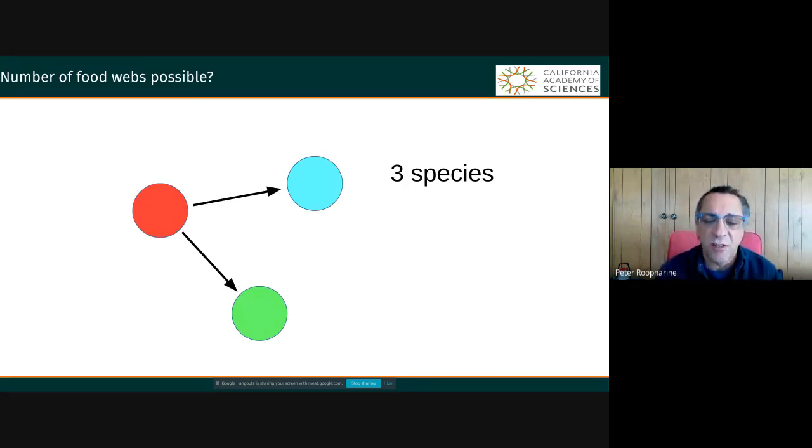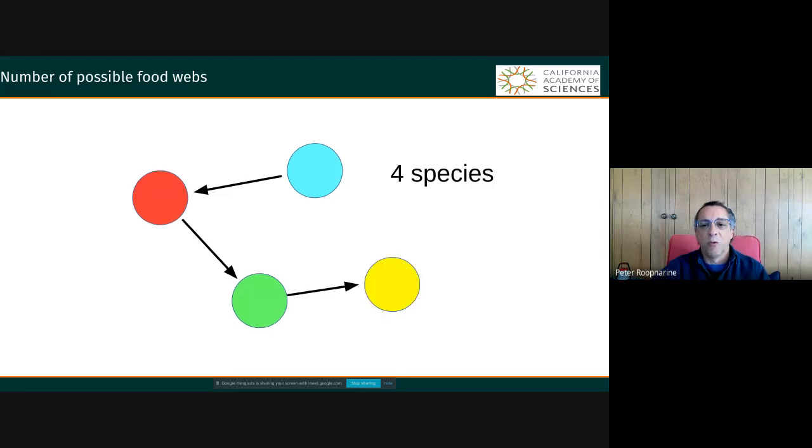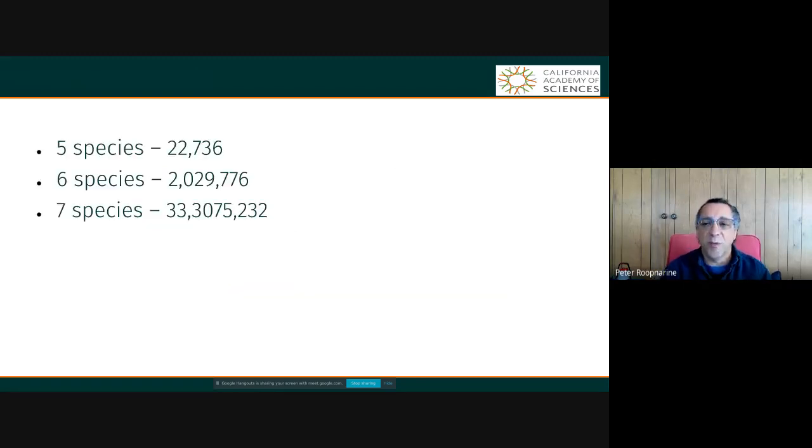Let's say we have three unique species and we wanted to draw all of the possible food webs you could have from these species. Here's one, here's another one, here's another one. Exactly, with three unique species, you can construct 20 different food webs. With four species, you can construct 476. If you do five, six, or seven species, by the time you get to seven, seven unique species can arrange themselves in more than 33 million different types of food webs.